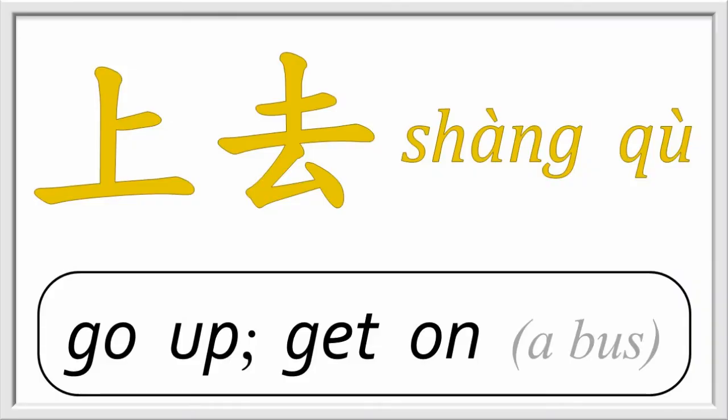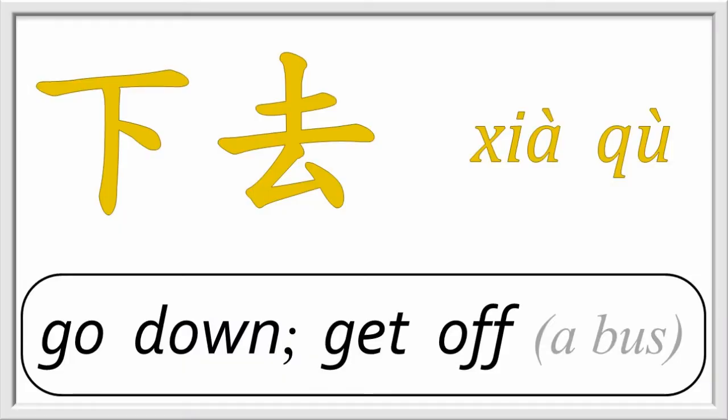With it, we can add a direction, such as 上去, to go up or to get in a car or on a bus, metro, train, or airplane. Or we can change it to its opposite, 下去, meaning to go down or to get off of a vehicle, including elevators.